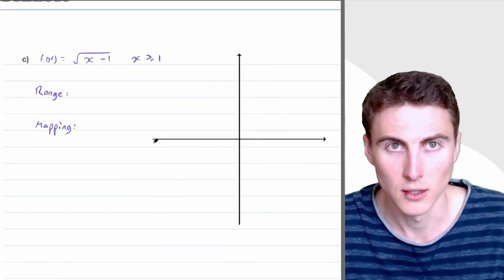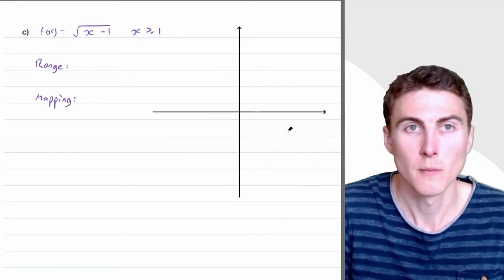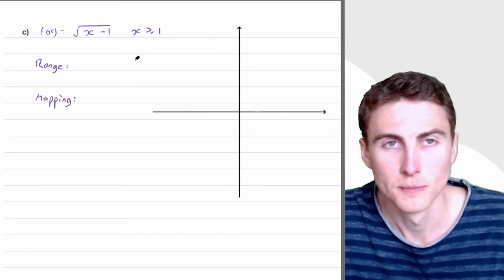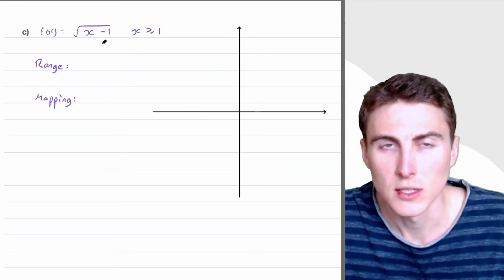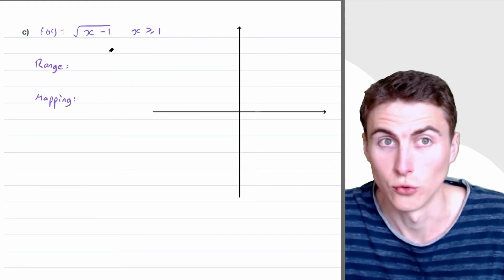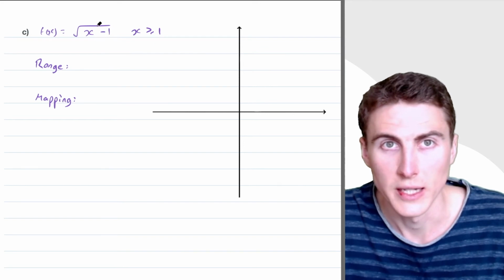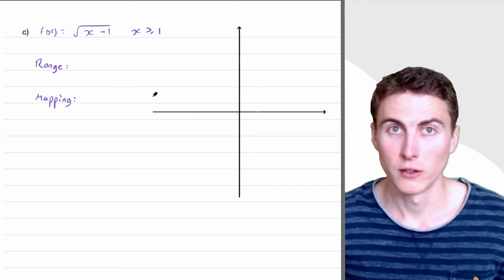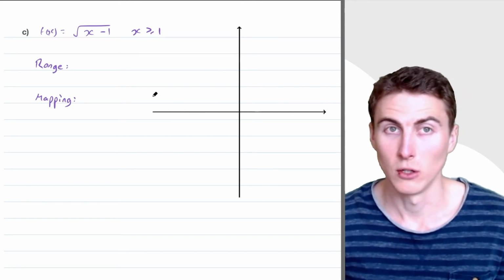All right. Then we have C. So here we have the square root of x minus 1. These ones, to be honest, are a little bit harder to draw. So don't worry if you find it a little bit confusing. You kind of have two ways to draw a graph if you're not really sure how it looks.